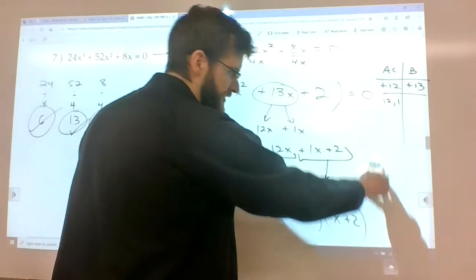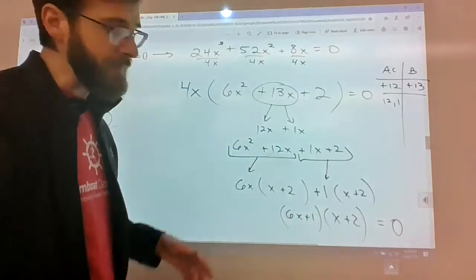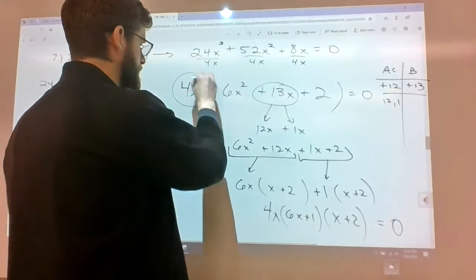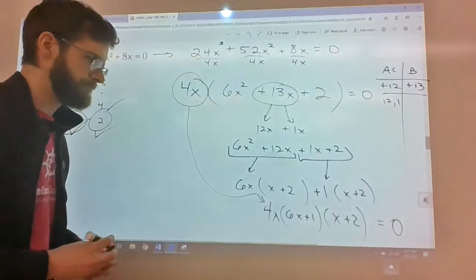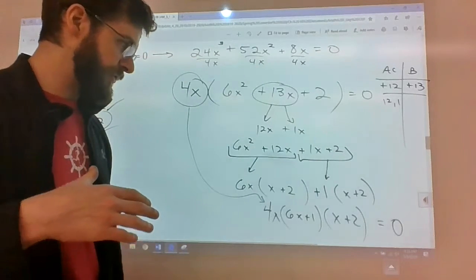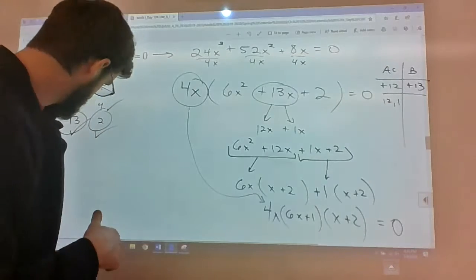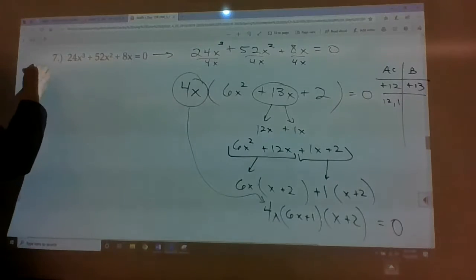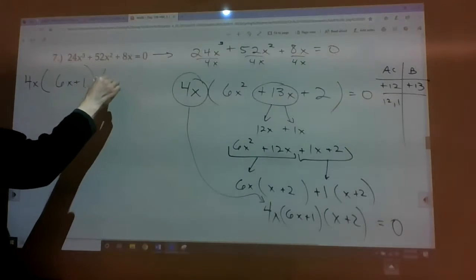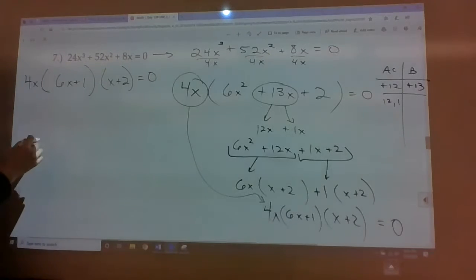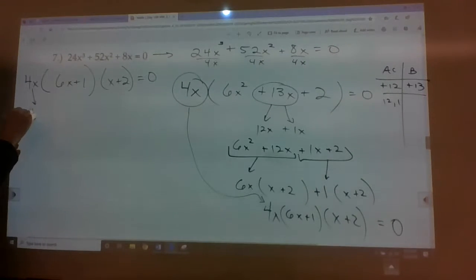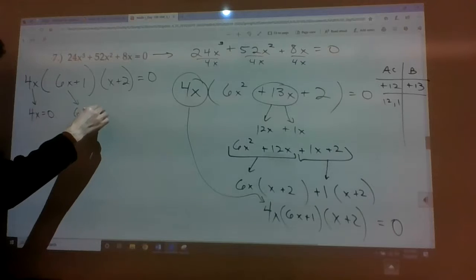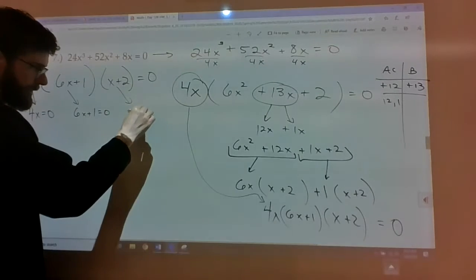And remember, this whole thing equaled 0. So we need to make that happen. And the 4x comes back into play. So make sure when you're solving these equations, your final move has to be the zero product property. Which states that this 4x could be 0. Or this 6x plus 1 could be 0. Or this x plus 2 could be 0.